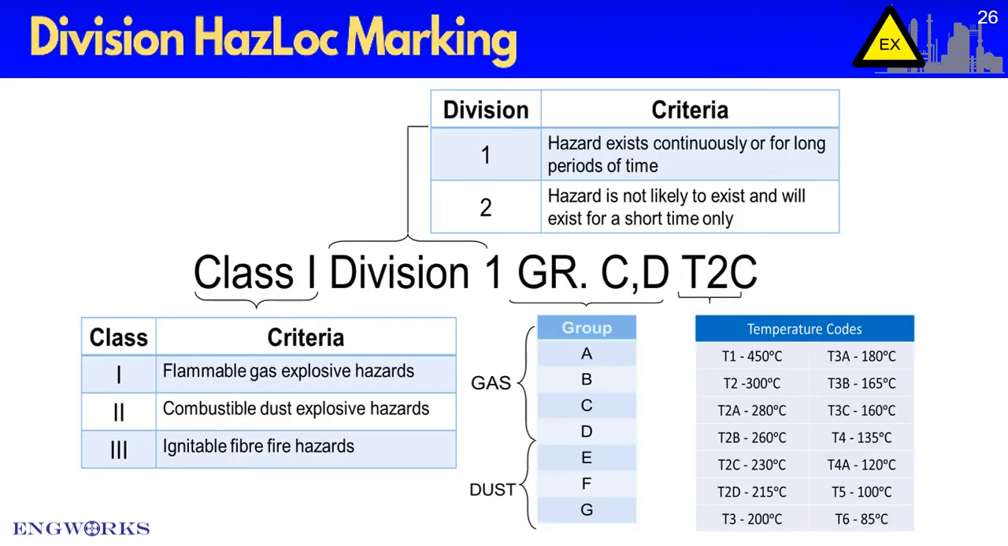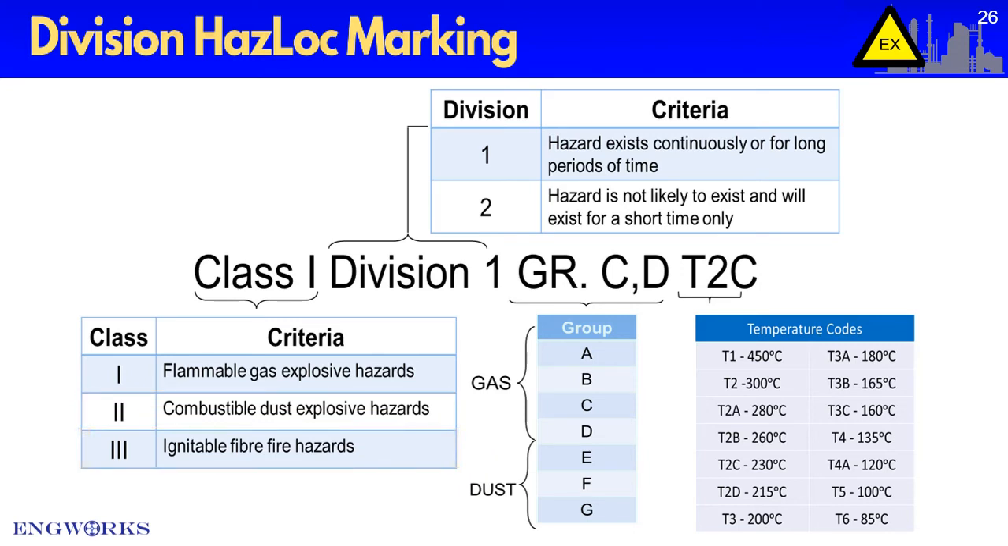Products that are certified to division product standards will have division markings. This is the basic template. A division-marked product will indicate the class, division, the group classification, and have a temperature code where the product can be installed. The class indicates what type of explosion hazard the product is suitable for. Class 1 is for flammable gas explosion hazards. Class 2 is for combustible dust hazards, and Class 3 for ignitable fibers.